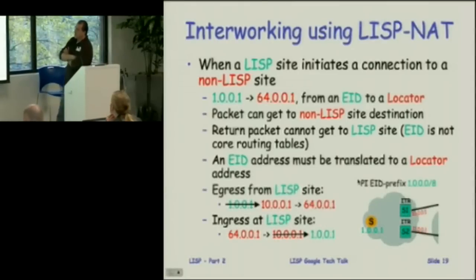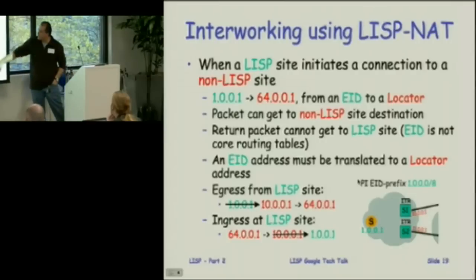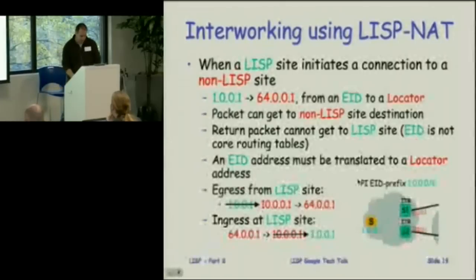An EID address must be translated to a locator. So when you egress from a LISP site, that 1001 has to be translated into a routable address. And we're showing right here that it's being translated to 10001.